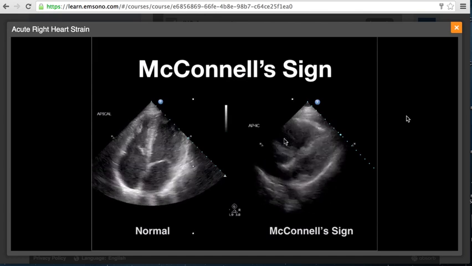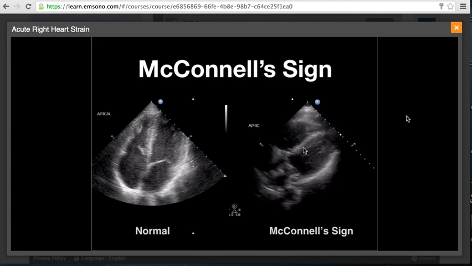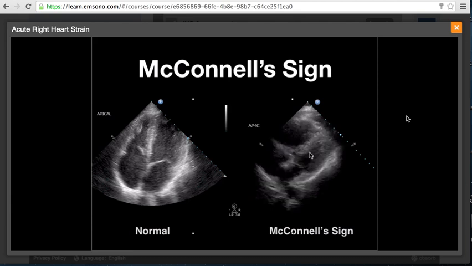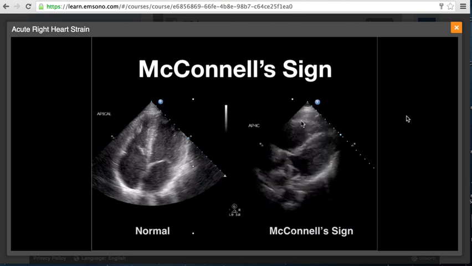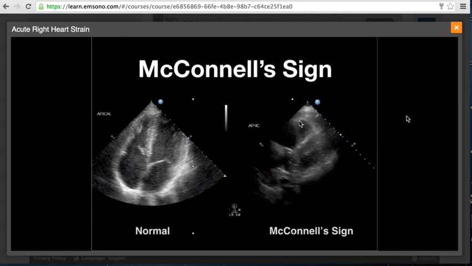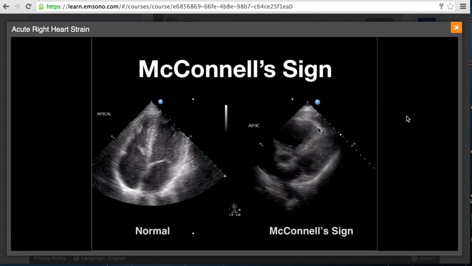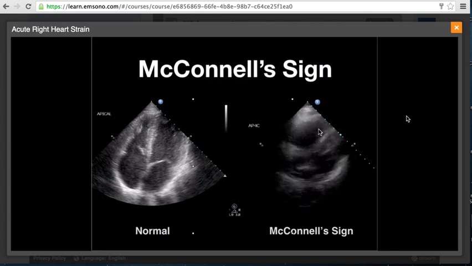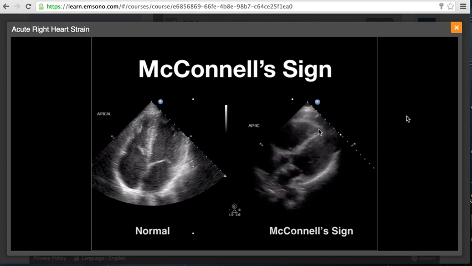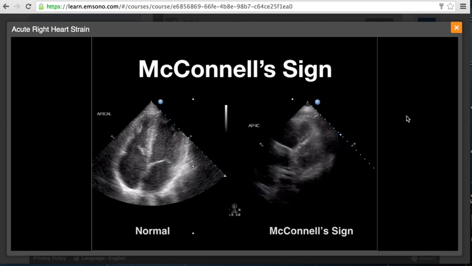However, in this patient here, and granted it's a little bit off axis, you can see that the right ventricle is dilated compared to the size of the left ventricle, and you can see that the vast majority of the free wall here is akinetic, but there's preserved function down by the apex. This was another patient with a large central pulmonary embolism who had McConnell's sign.